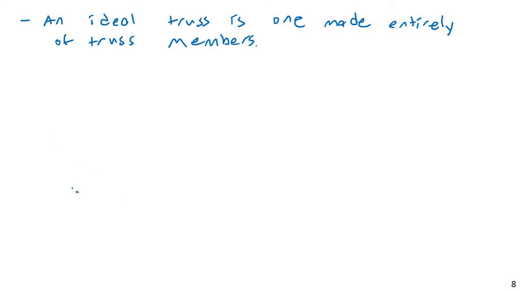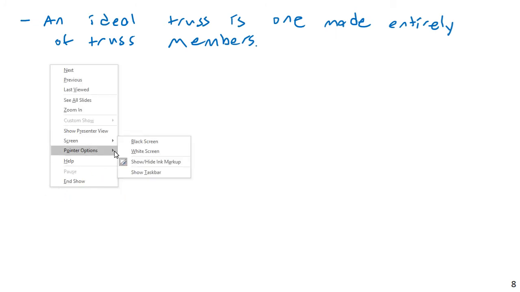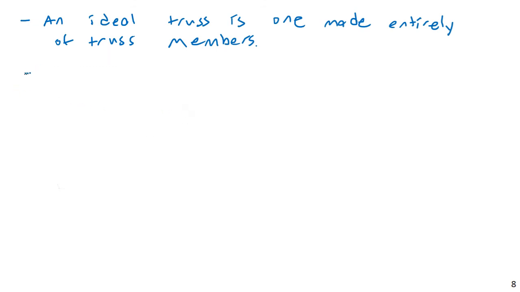Now, that doesn't mean it has to be like that. You can have frameworks. Truss members can exist in things that aren't trusses, in frames that are not trusses.